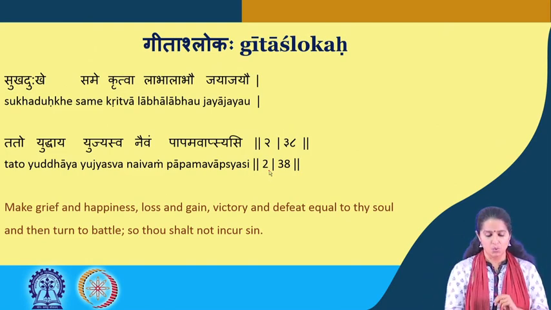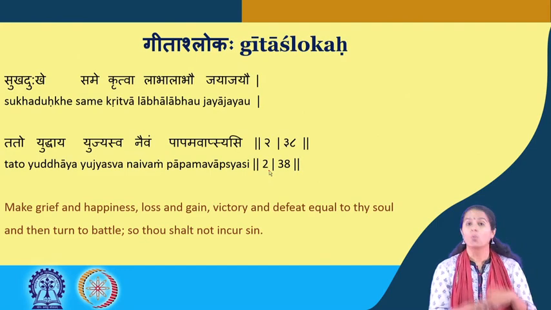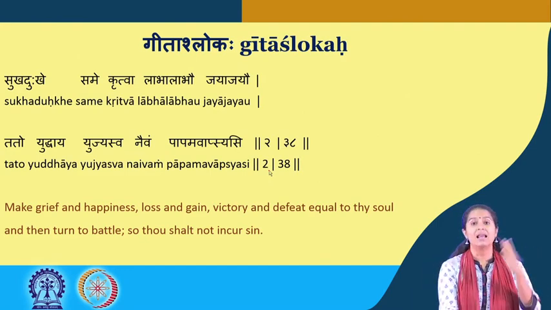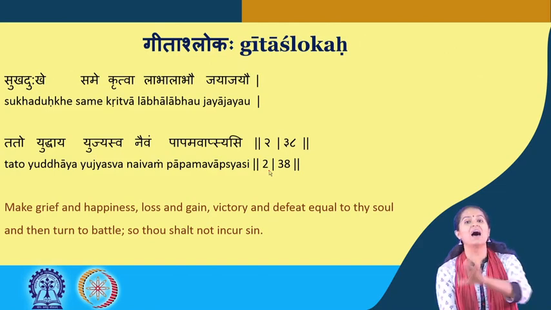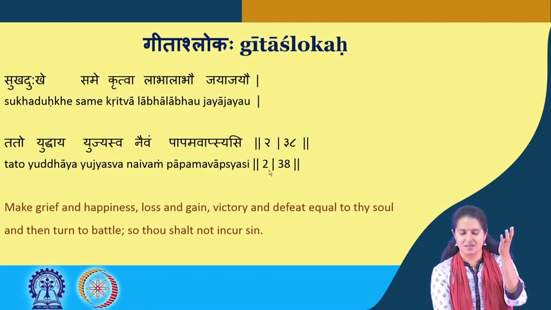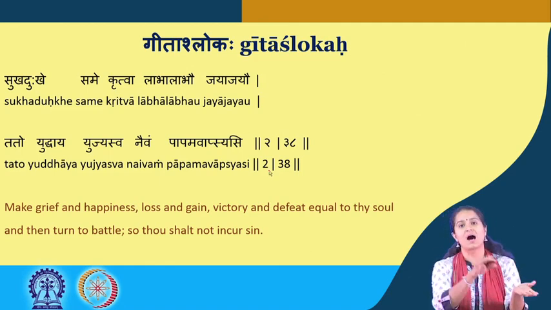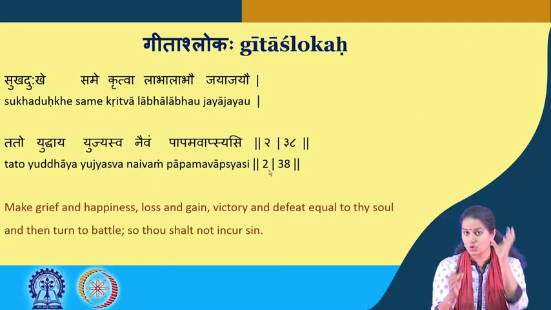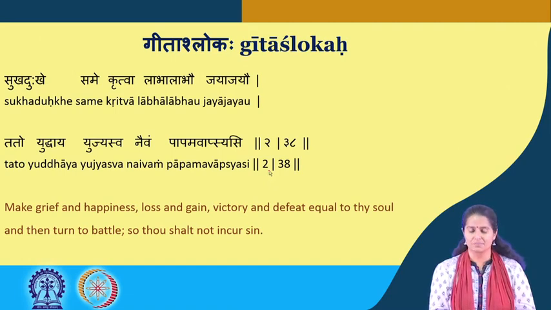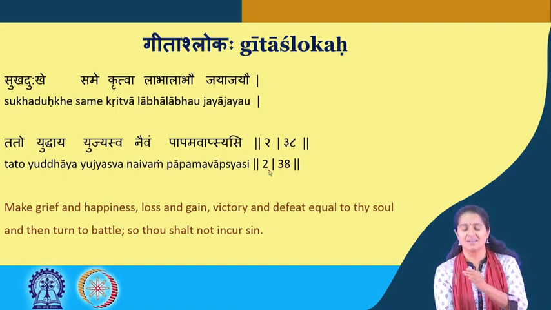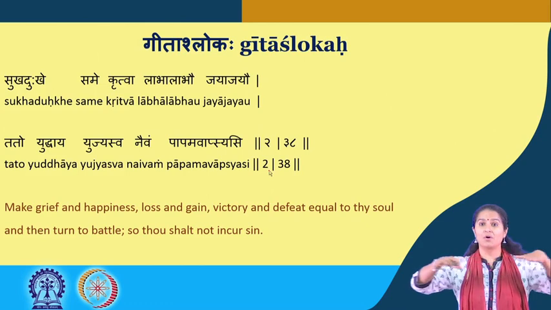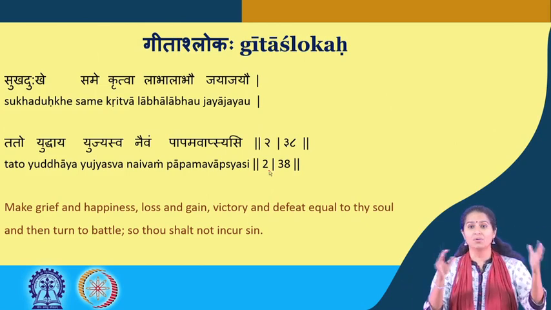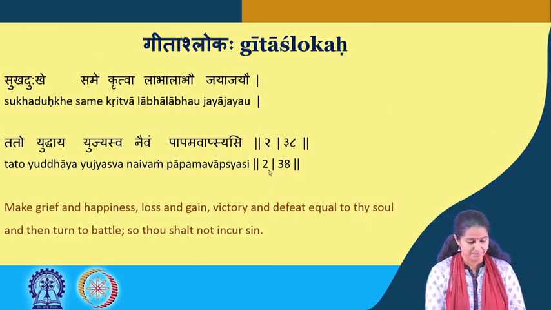Same, making them equal. Kritva, by making them. What else do you need to equalize? Labha labhau. So loss and gain. Labha alabha. So labha is gain, alabha is loss. So labha labhau. It's in the dual case for the masculine. Jaya ajaya. So jaya is victory and ajaya is defeat. Jaya jayau, dual again. Same kritva, by making all this equal or being equal in all these states of duality.